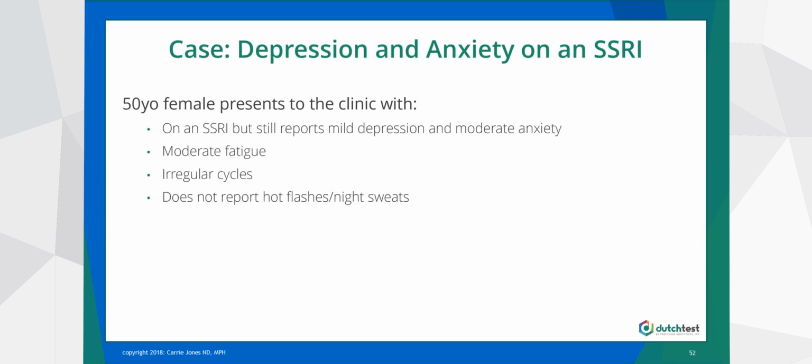All right, lastly is a quick little case presentation and we're done. So, to the questions, of course. Depression and anxiety in a woman on an SSRI. She's a 50-year-old female. She came to the clinic. She was on an SSRI, but she said, I'm still depressed. I still have anxiety. I'm tired. I have irregular cycles. Makes sense. She's 50. And at the time, she was not reporting hot flashes or night sweats.